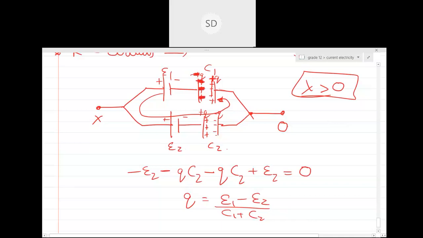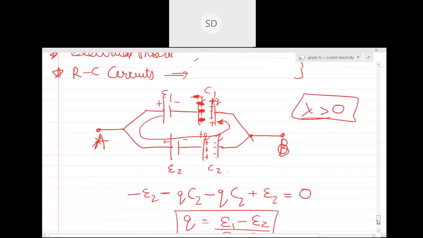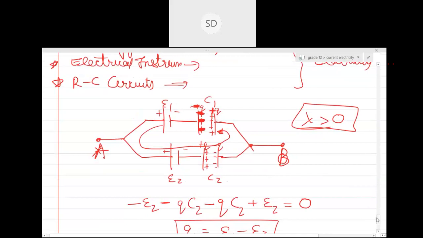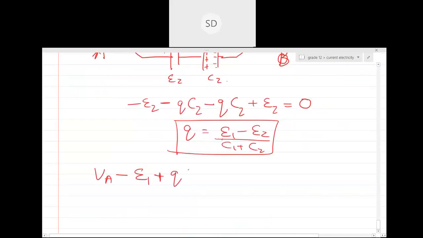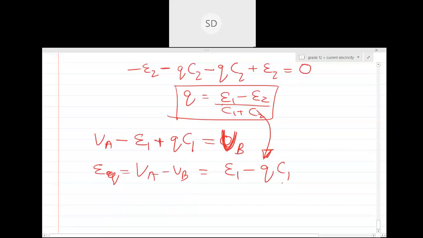Okay? And after finding out the charge, then what you need to apply is the open circuit Kirchhoff, right? Let's say this is A, this is B. So VA minus E1, and then you are entering from the negative terminal, so plus Q into C1 should be equal to VA minus E2, which is basically your equivalent, should be equal to E1 minus, then you put Q over here. I think we'll get the same answer.